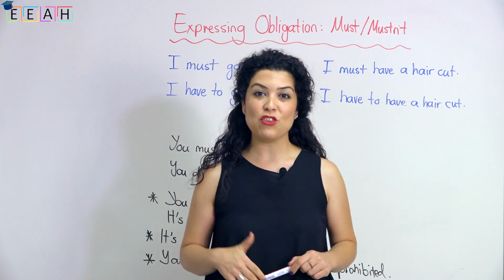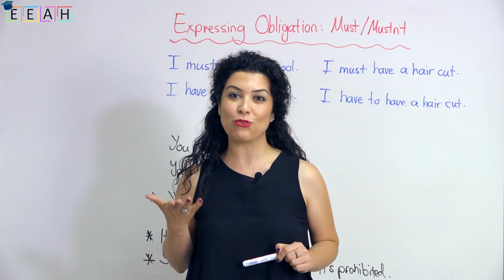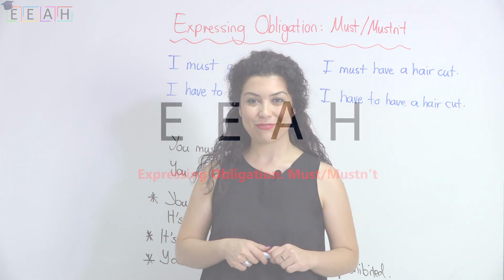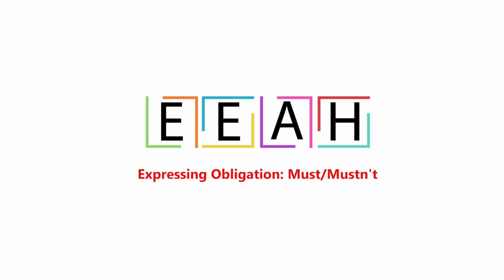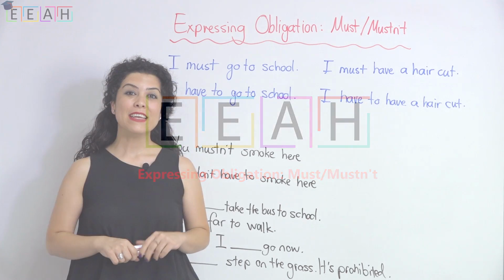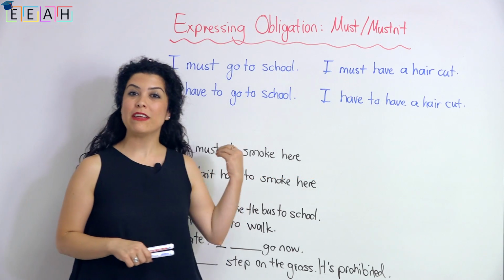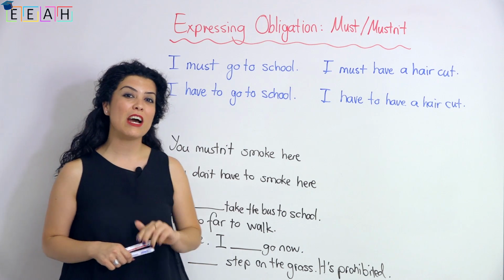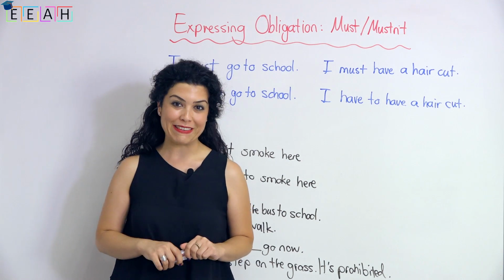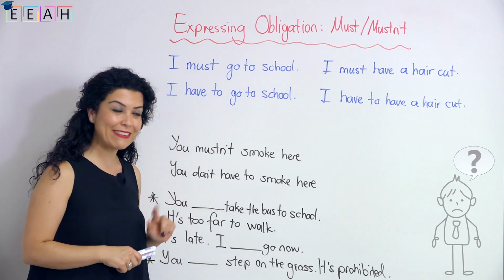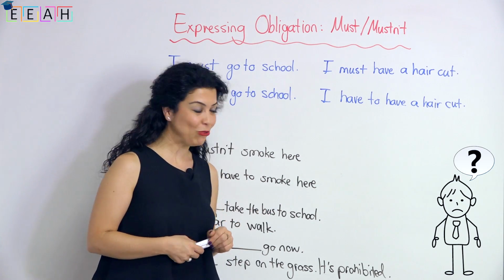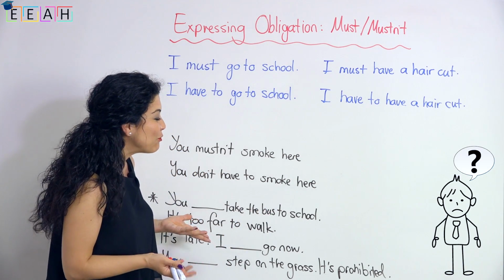Today, I'm going to teach you how to express obligation using must and mustn't. Today, we're talking about obligations, but this time focusing on must and mustn't. We have our friend Alex. He looks a little confused. Alex, why are you confused?